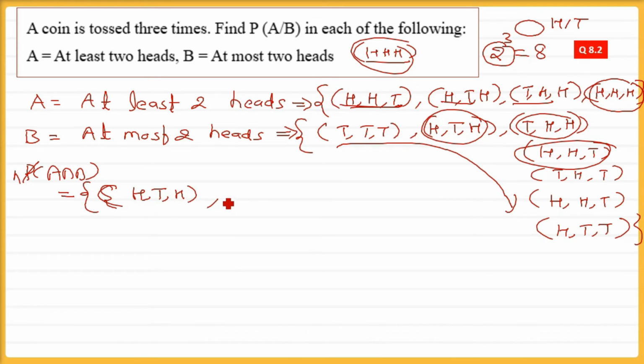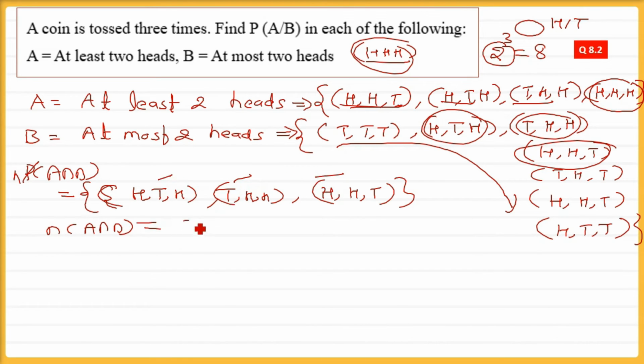So let me write it: HTH, head, tail, head; tail, head, head; and head, head, tail. So in all there are 3 elements. Actually we just need the number. So 1, 2, 3. The number of elements in A intersection B is what we employ in computing the probability. I'll just compute it.